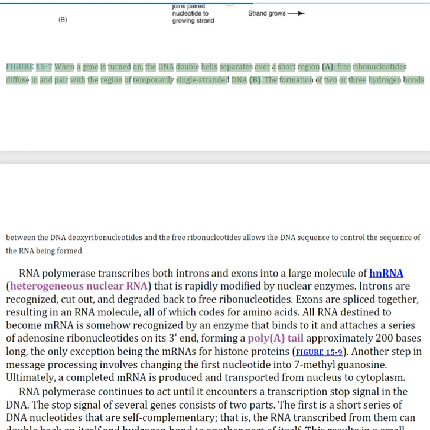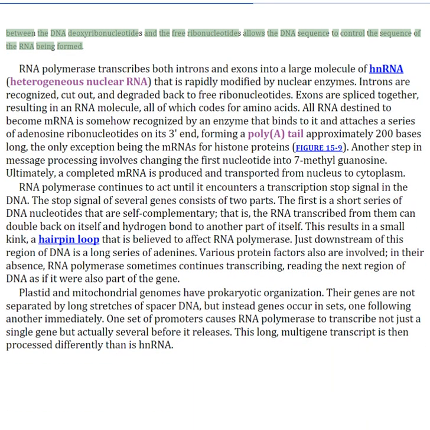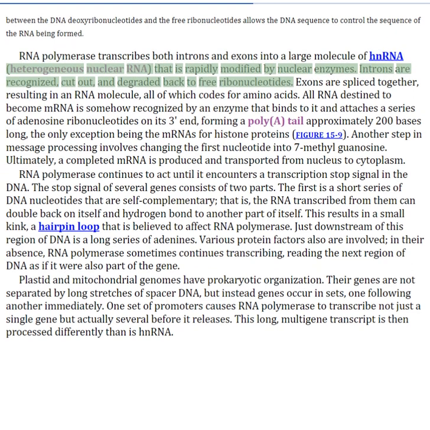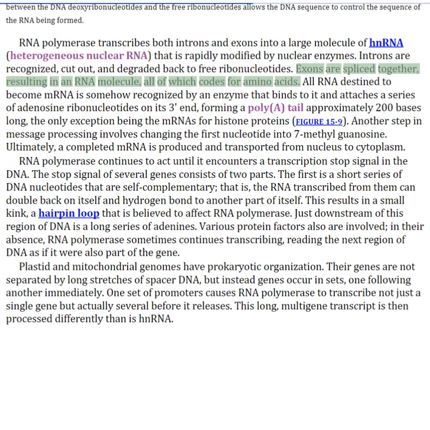The formation of 2 or 3 hydrogen bonds between the DNA deoxyribonucleotides and the free ribonucleotides allows the DNA sequence to control the sequence of the RNA being formed. RNA polymerase transcribes both introns and exons into a large molecule of hnRNA that is rapidly modified by nuclear enzymes. Introns are recognized, cut out, and degraded back to free ribonucleotides. Exons are spliced together, resulting in an RNA molecule, all of which codes for amino acids.